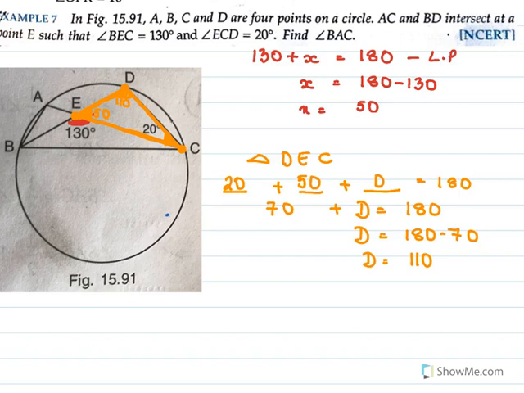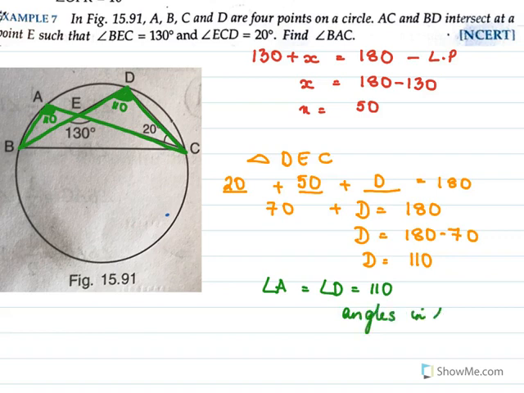Now if you see angles in the same arc, so these two angles, angle D and angle A, are angles in the same arc. So they are equal. Angle D equal to angle A. This is 110, so this also will be 110. So angle A equal to angle D equal to 110. And the reason, angles in the same segment or same arc.